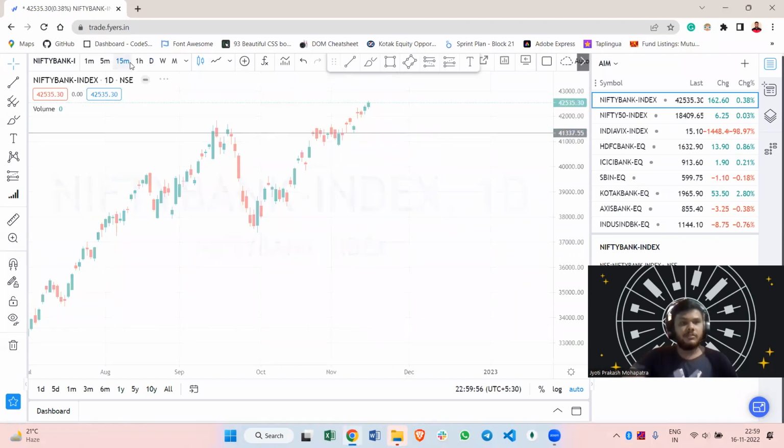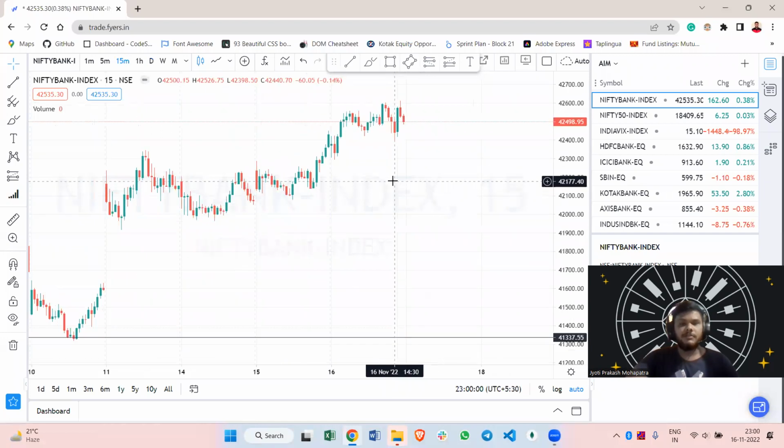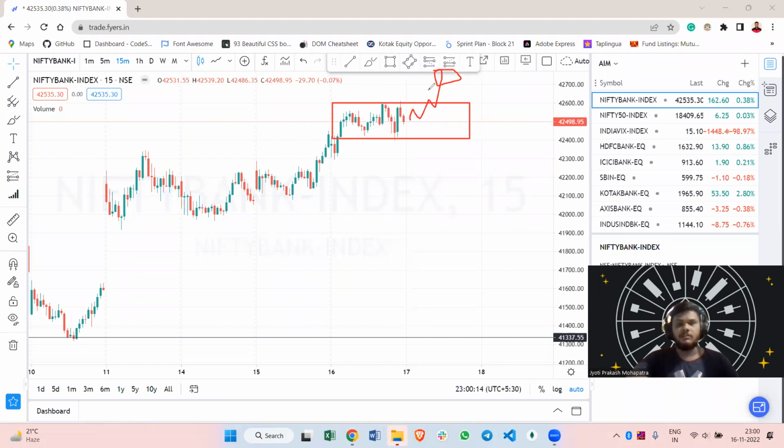Now let's look into the 15-minute candle. Here you can see that in the 15 minute candle, today the market trades in a zone between 42,400 to 42,600. So if tomorrow the market opens flat or opens a gap up and if it closes above 42,600, then you can expect some positive movement here. But if it opens flat or opens a gap down and if it closes below 42,400, then you can also expect some selling movement here.